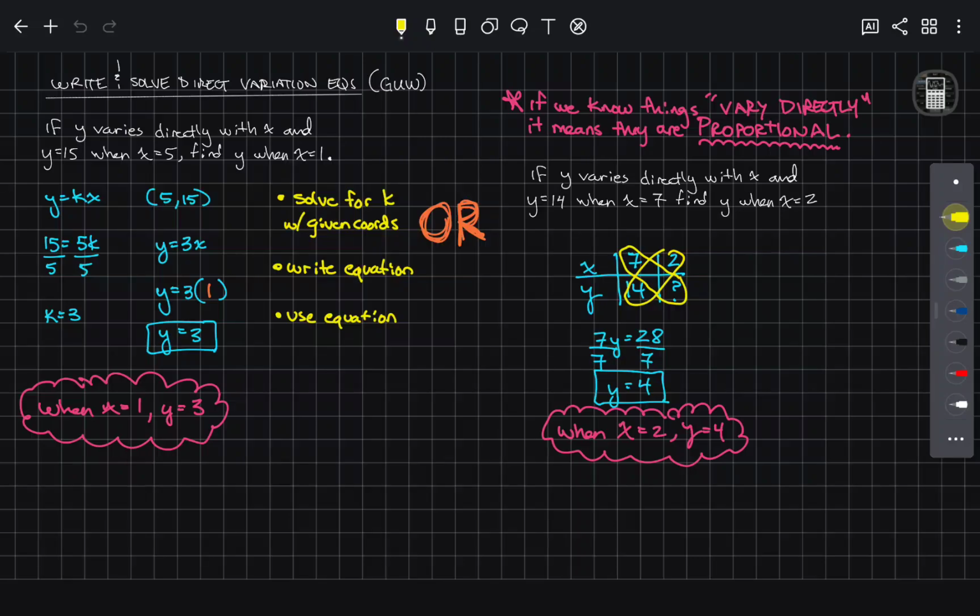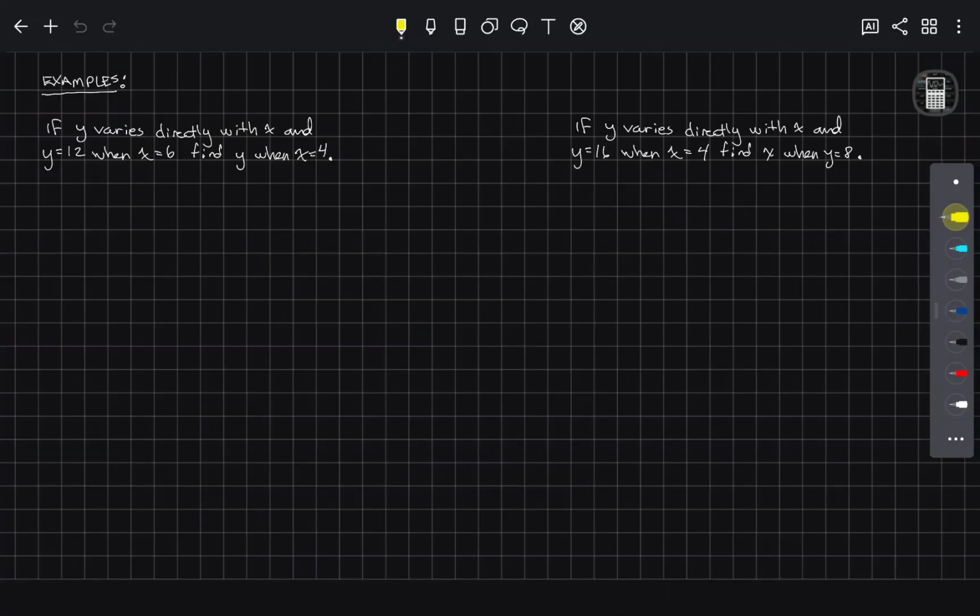So this should look very similar to the last section, write direct variation equations, because the process is going to be the same. The thing that's coming up now is we're given a third piece of information. We're given an x and y, those will be our first two pieces of information. Then we're going to be given an x or y value. That'd be the third piece of information that we use to substitute into the equation that we wrote. Let's go ahead and take a look at some.